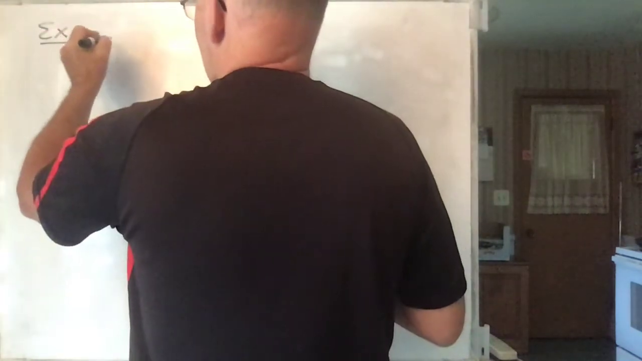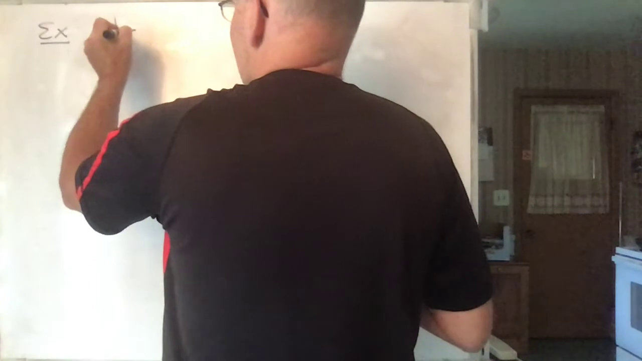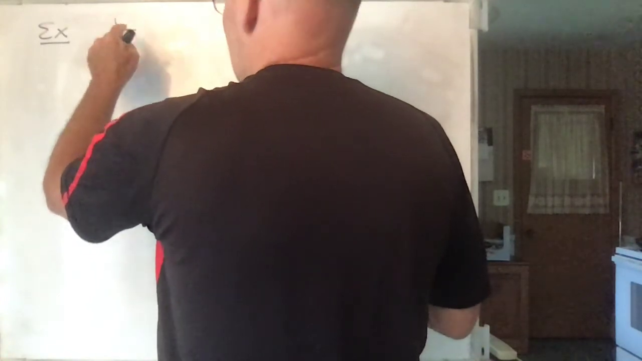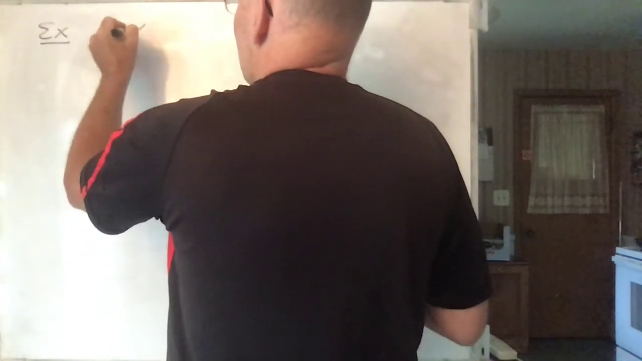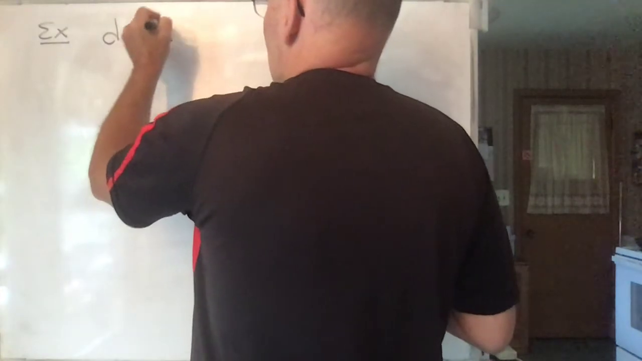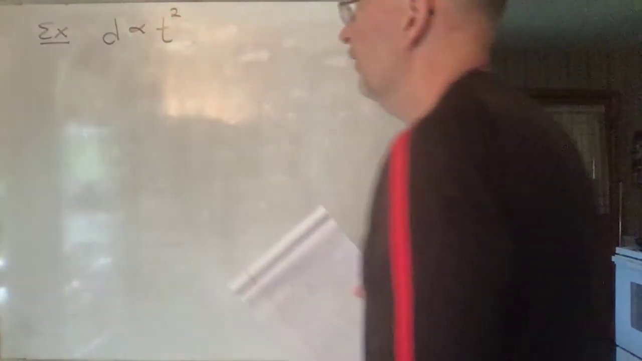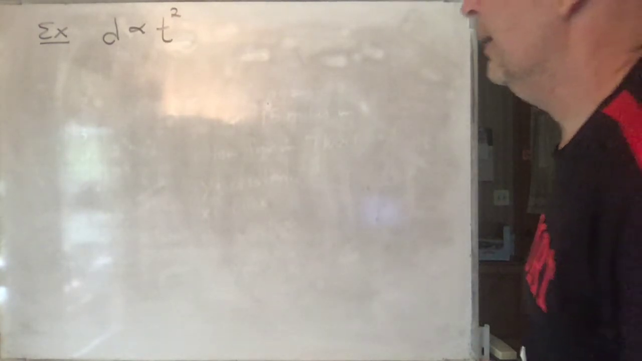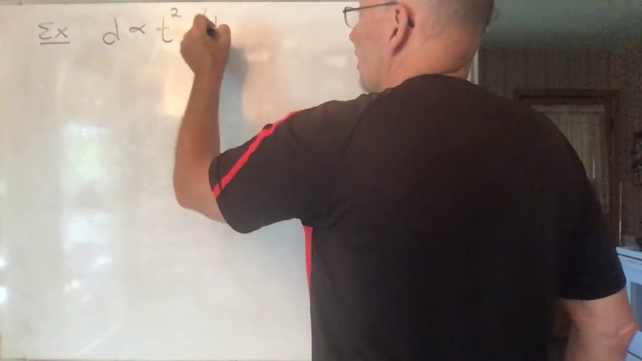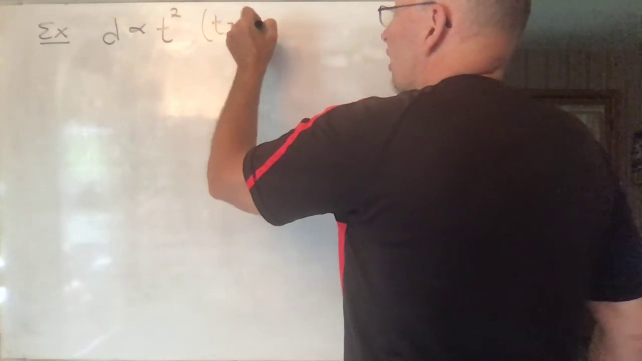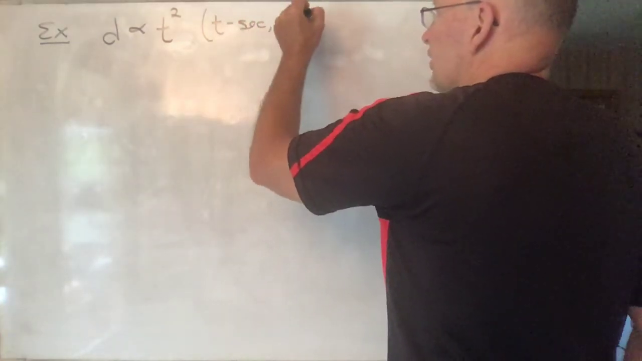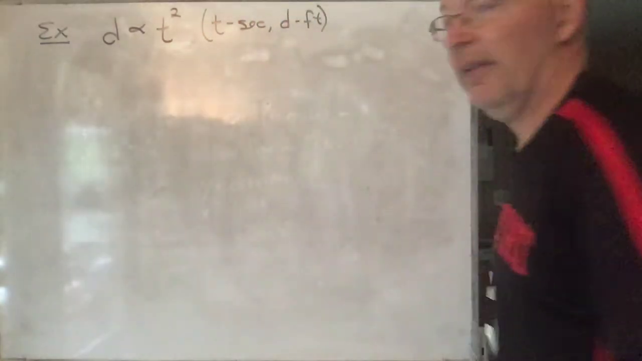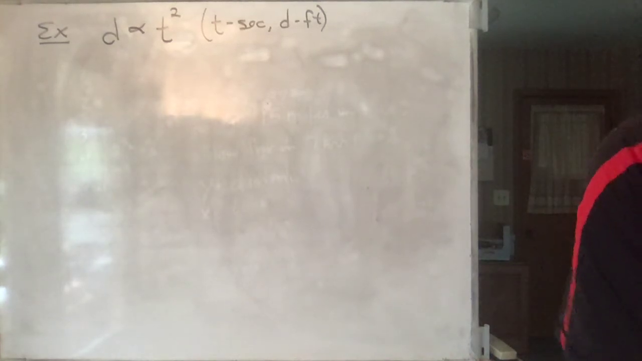If there's no air friction, the distance that something falls is proportional to the square of the time. Okay? It's proportional to the square of the time. Usually t is in seconds and d is in feet. It doesn't have to be, but in a lot of examples, that's what we'll use. That's what we're going to use this time.